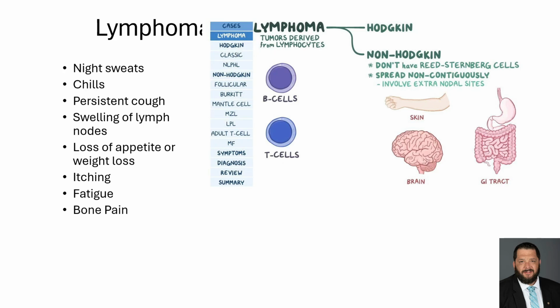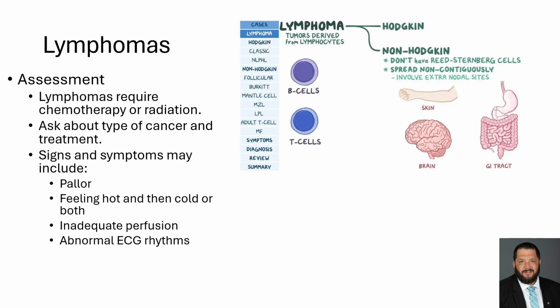Common symptoms for lymphomas include things like night sweats, chills, persistent cough, itching, fatigue, bone pain, as well as swelling of the lymph nodes. Assessment for these patients is going to be largely your standard assessment for your EMS providers, so ensuring adequacy of airway, breathing and circulation. Lymphomas do require chemotherapy and radiation. And if the patient is already diagnosed with lymphoma, ask about the type of cancer and treatment they're undergoing, as this can help clue you in on what potential presentation you may see with this patient.